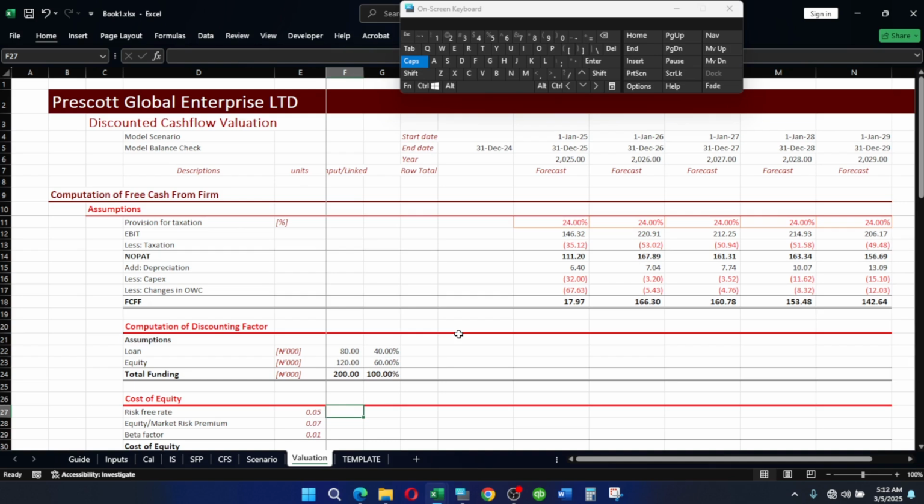Now let's talk about the cost of equity proper before we start the calculation. Cost of equity in simple terms is the return or profit that investors expect when they invest in a company's stock. When a company raises money by selling shares, investors take a risk because stock prices can go up or down. In return, they expect to earn a certain amount of money. So the expected return is what we call the cost of equity.